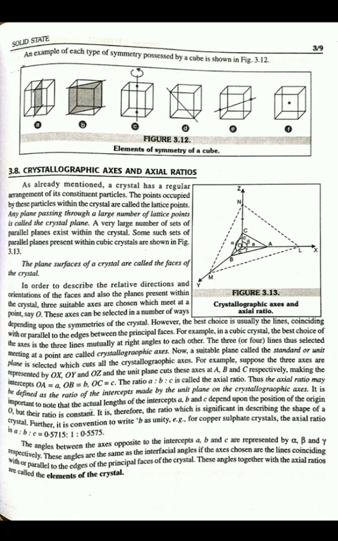Further, it is the convention to write b as unity. For example, for copper sulfate crystals, the axial ratio a:b:c is equal to 0.575:1:0.5575. The angles between the axes opposite to the intercepts a, b and c are represented by alpha, beta and gamma respectively. These angles are the same as the interfacial angles if the axes chosen are the lines coinciding with or parallel to the edges of the principal faces of the crystal. These angles together with the axial ratios are called the elements of the crystal.